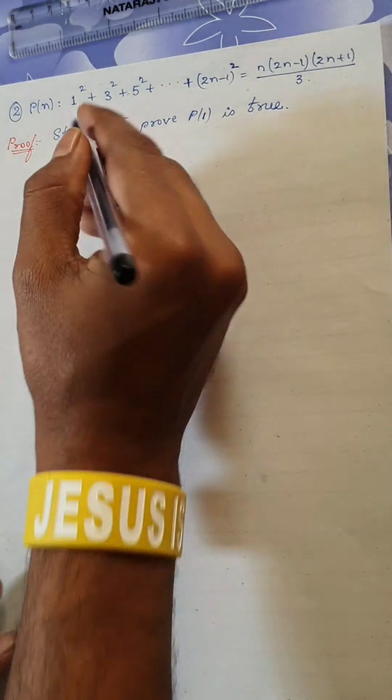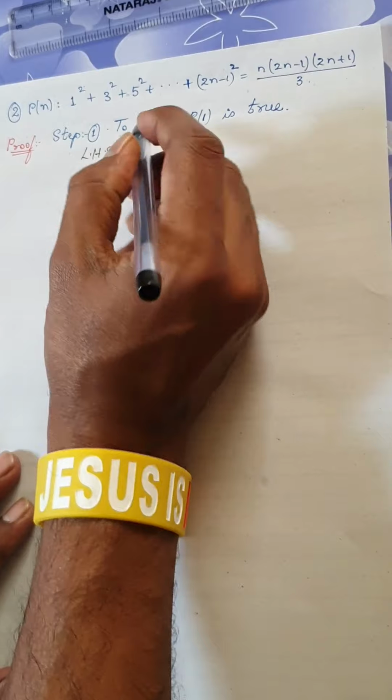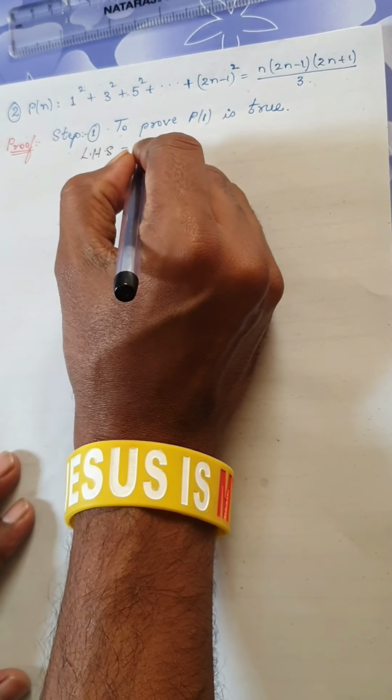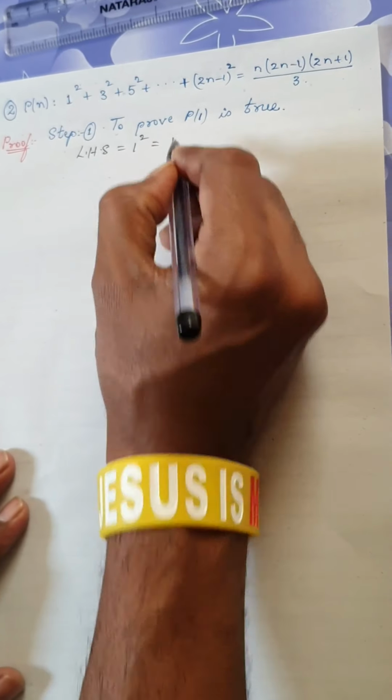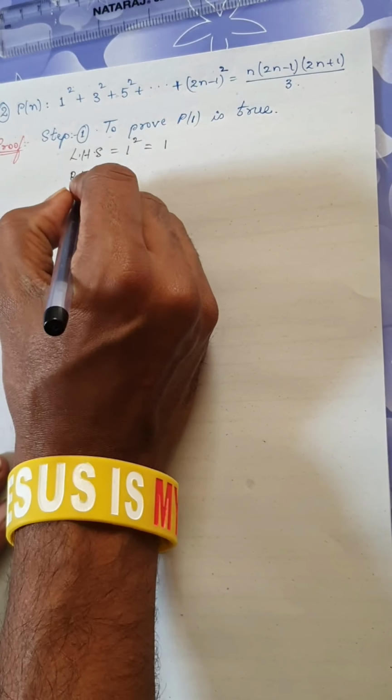So yes, let us consider the LHS to prove P of 1. LHS, as we all know, the first term is actually 1 square. 1 square is nothing but 1. Okay. Now let me consider my RHS.